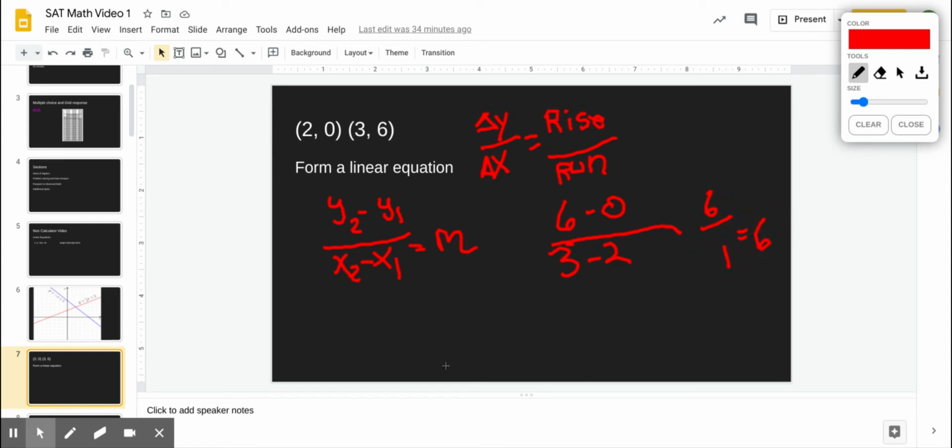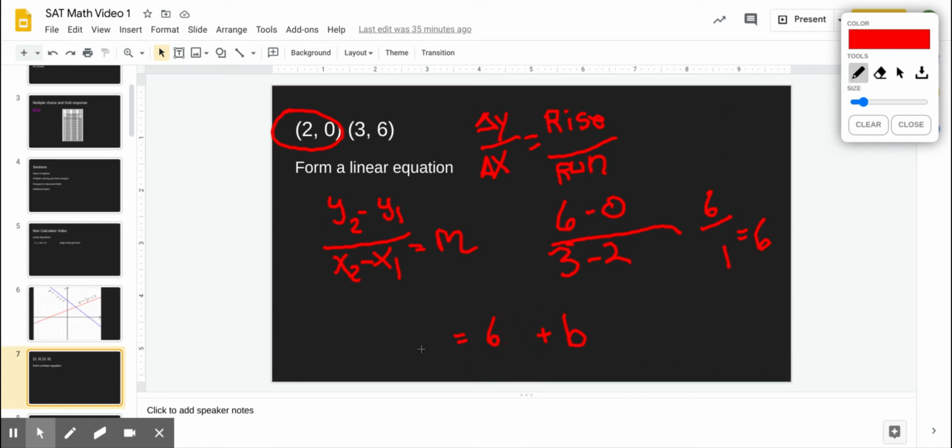So we already have, for the equation, y equals 6x, and we're just looking for what b is. Now to find b, we just plug in any pair. We can plug in this pair if we want, or we can plug in another pair. So instead of it being y, we'll just say it's 0, because y is 0. Instead of being x, it's going to be 2.